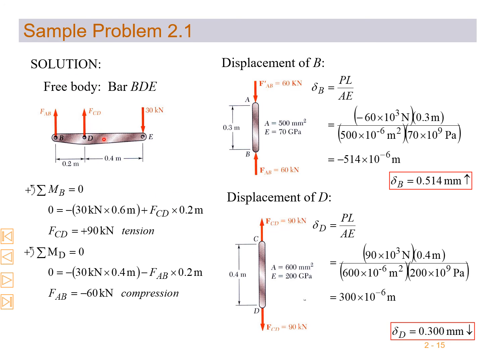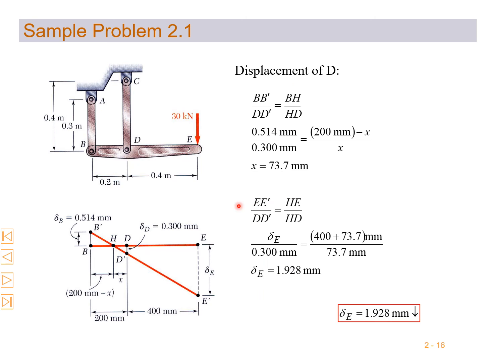D, what is the force inside? That's 90 kilonewton. That's compression, this is tension, so it comes to 0.3 mm downwards. So it goes upward 0.5, this goes downward 0.3. So it becomes like this, 0.3, 0.5. So here you can see this is 0.3 and this 0.14, then this delta E we will find out.